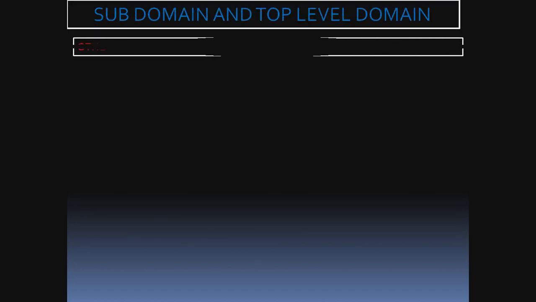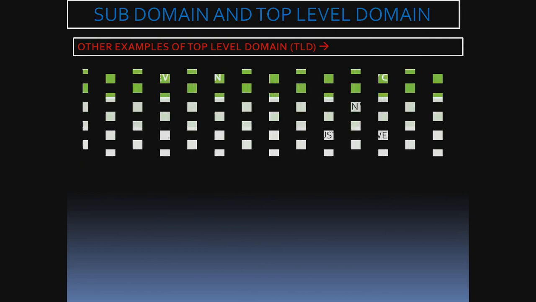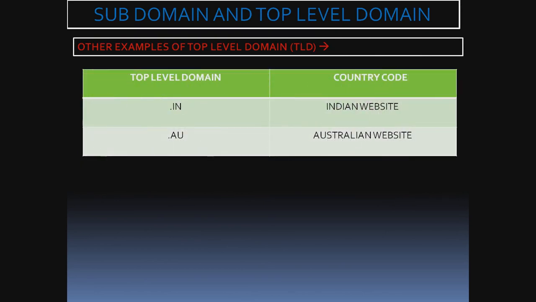Now, some of the web addresses contain both top level domain and subdomain. Let us see. You would have seen some websites which contain only top level domain, as I have shown you earlier also. Here also these are top level domains. But here these domains .in, .au are actually showing the country. So .in is an Indian website, .au is say an Australian website, .uk would be United Kingdom, and in this way every country has its own given top level domain.